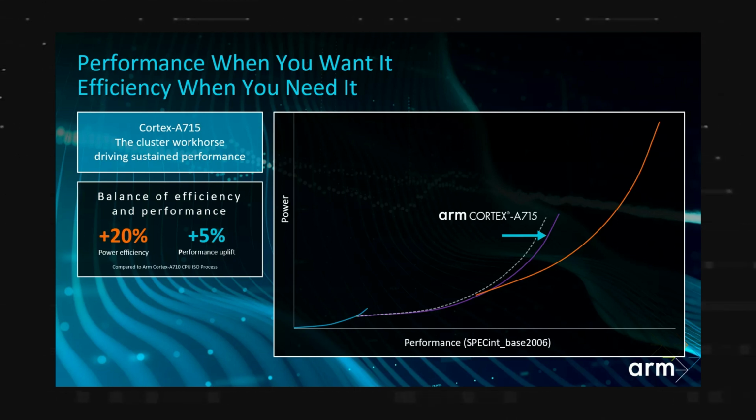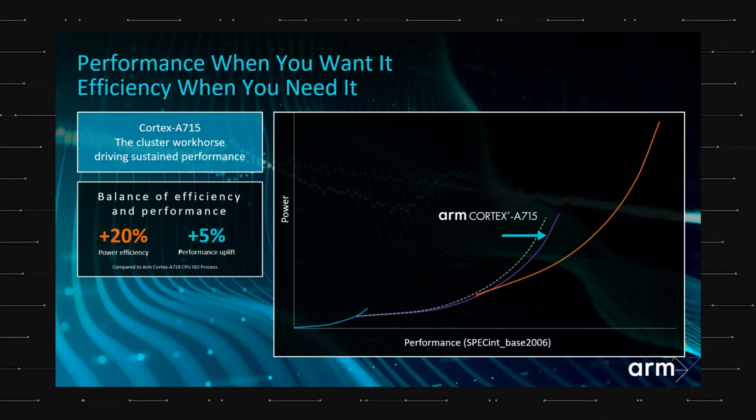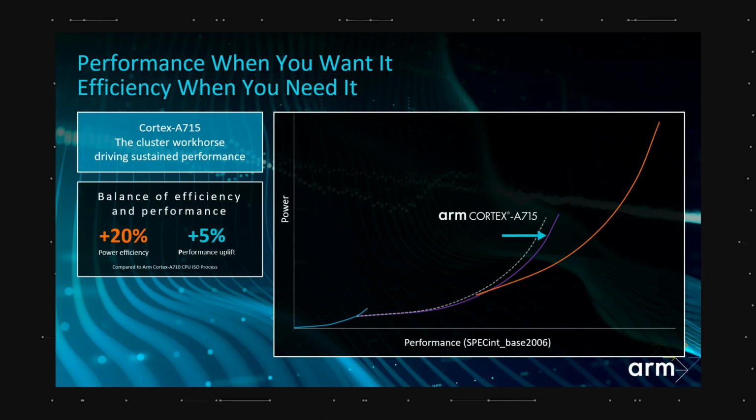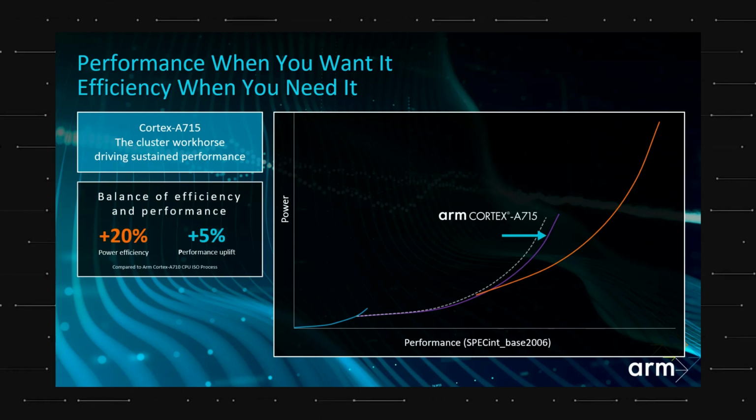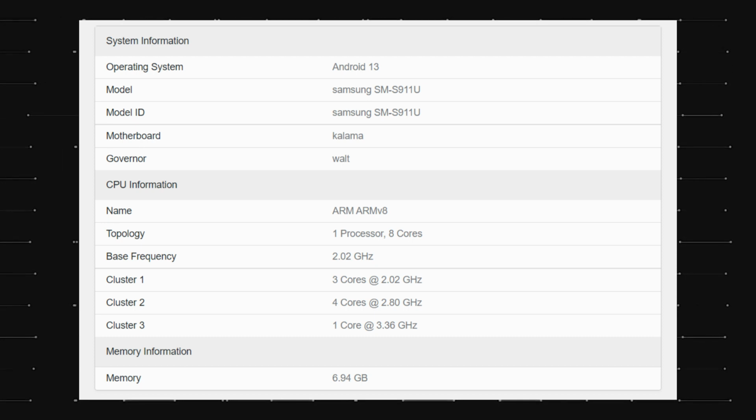The Cortex A715 is 20% more power efficient and 5% faster than the Cortex A710. And finally, there are 3 power efficient cores clocked at 2.02 GHz, and these are the Cortex A510 cores. The GPU is Adreno 740, which is an upgrade over the Adreno 730 GPU of this year's Qualcomm flagships.